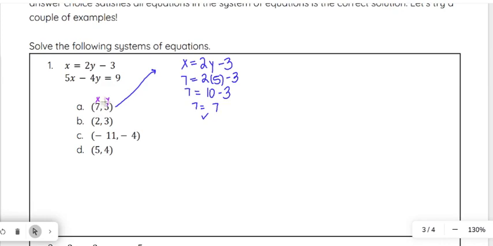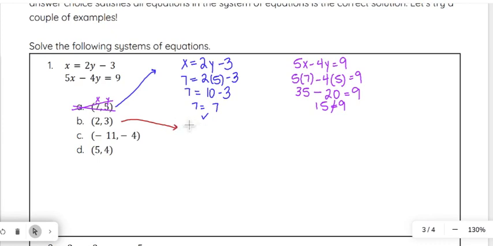If it works for both, then we would circle A as our answer, and we would know that that's our solution, and we would not worry about plugging the rest in. So let's plug into our second equation, 5x minus 4y equals 9. That's 5 times 7 minus 4 times 5 equals 9. 5 times 7 is 35, and negative 4 times 5 is negative 20, so 35 minus 20, which is 15. 15 is not equal to 9, so that tells us A is not the correct answer.